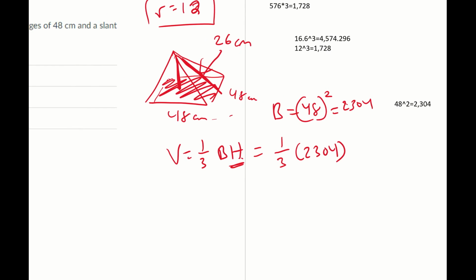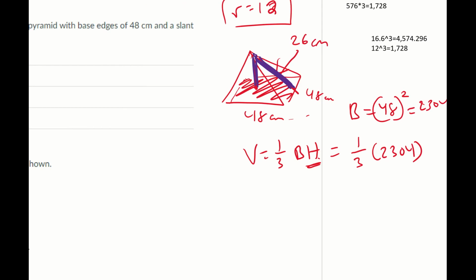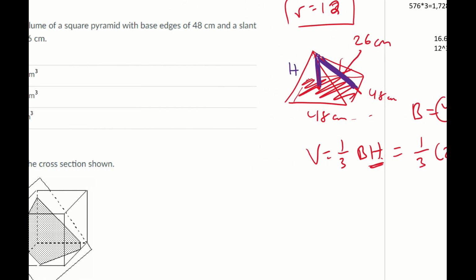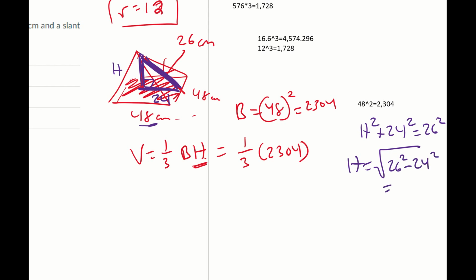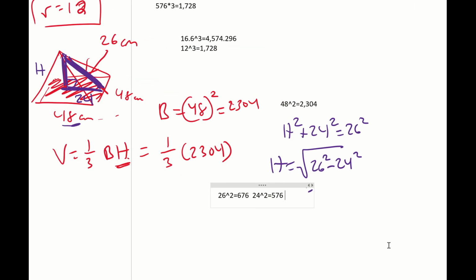Now we don't know what the height is, but we're going to use the Pythagorean theorem to do that. We know the hypotenuse, and we actually need to find the height. And we do know this bottom side is half of 48, which is 24. So h squared plus 24 squared equals 26 squared. So h must be the square root of 26 squared minus 24 squared. 26 squared is 676, 24 squared is 576. So this is going to be the square root of 100, which is 10.